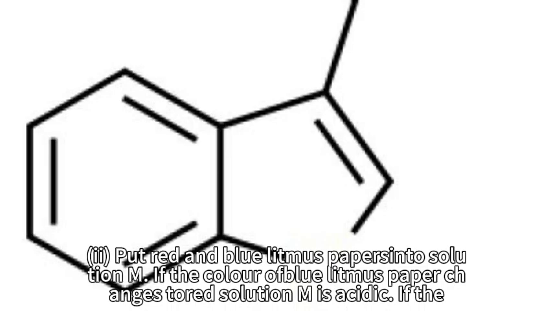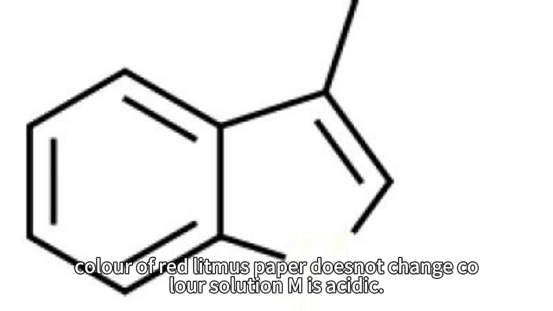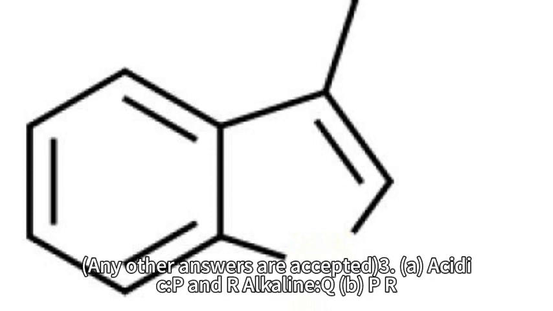E. Put red and blue litmus papers into solution M. If the color of blue litmus paper changes to red, solution M is acidic. If the color of red litmus paper does not change color, solution M is acidic. Any other answers are accepted.